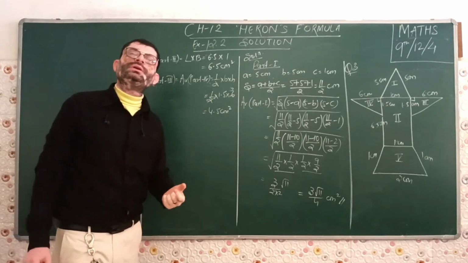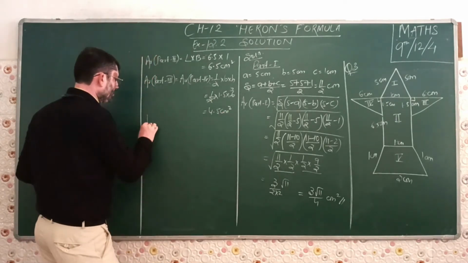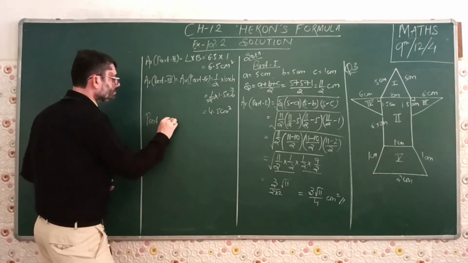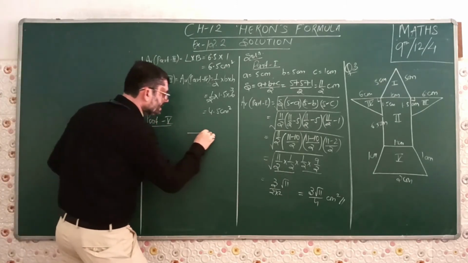Now finally we will be moving with the area of part 5, which is in the shape of a trapezium. So we will be moving with part 5. Let us consider the shape of part 5 once again for easy understanding.